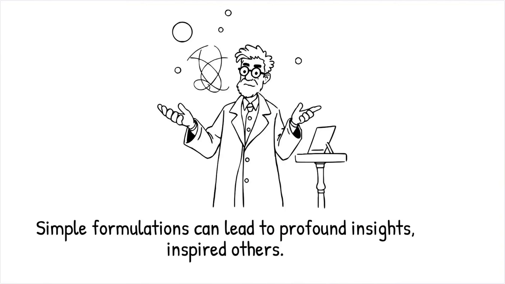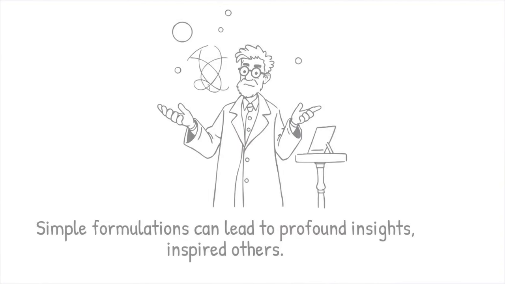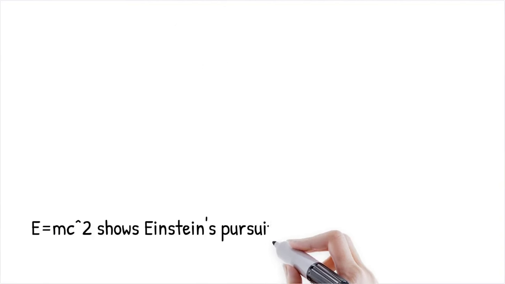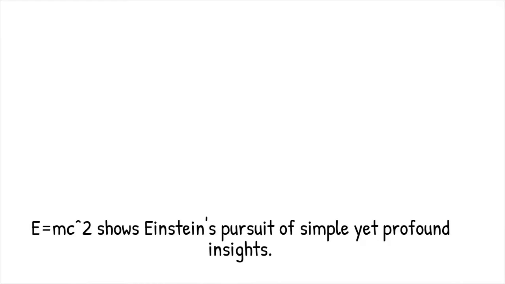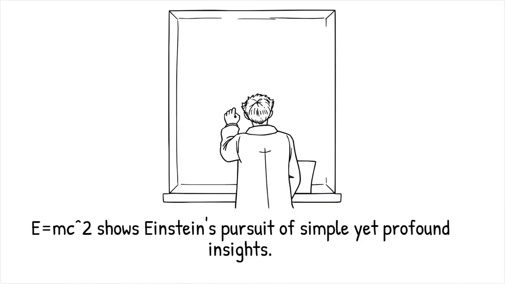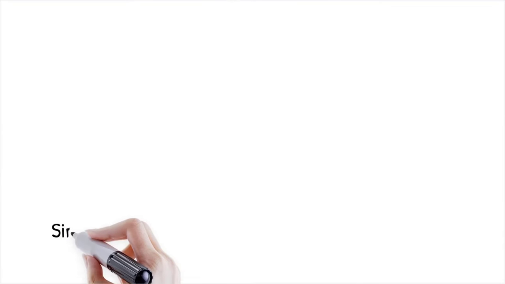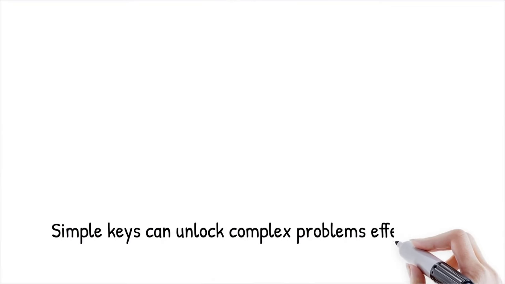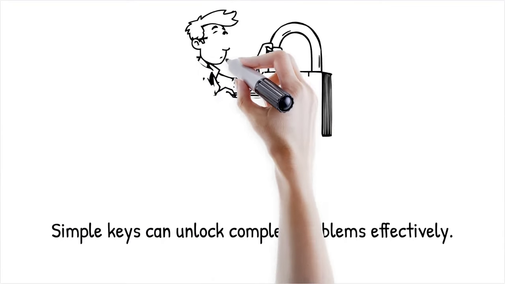For example, the elegant equation E equals m times c squared encapsulates a deep relationship between energy and mass in a remarkably simple form. It's like finding that a simple key unlocks a complex lock. Sometimes the most straightforward solution is the most effective.